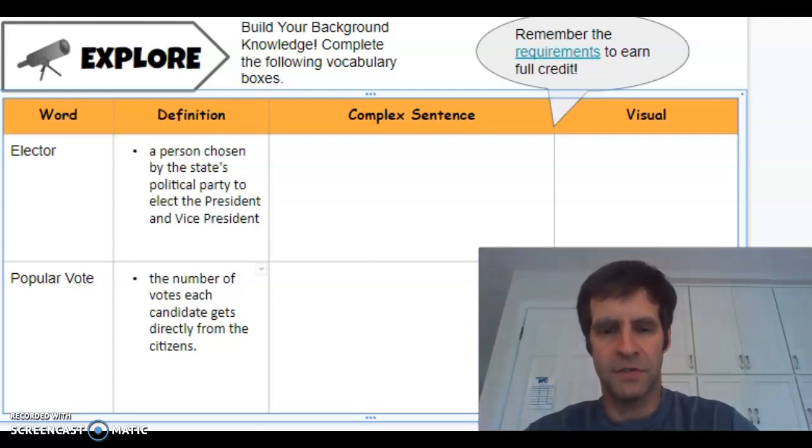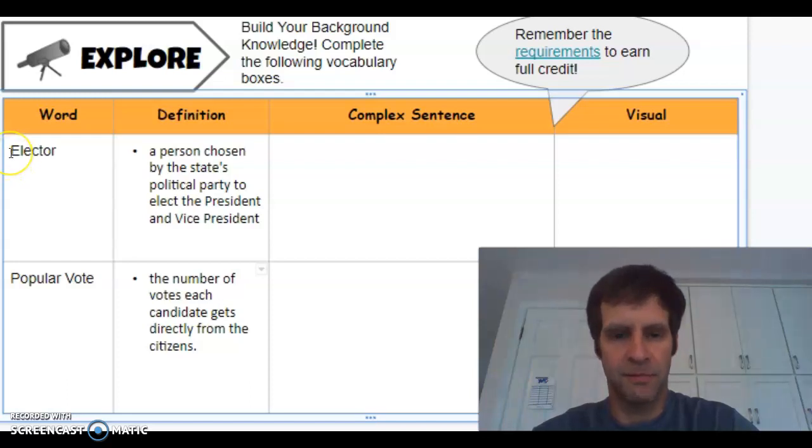Hello, Mr. Kelly here with some Electoral College vocabulary. There's only 2 words, but both words are very important in understanding the Electoral College.